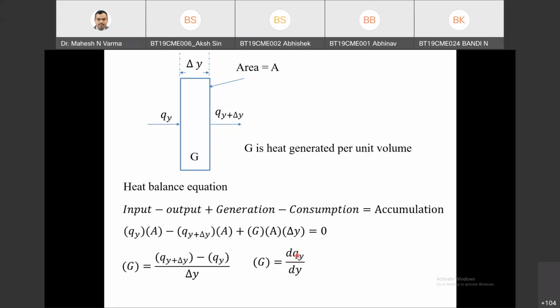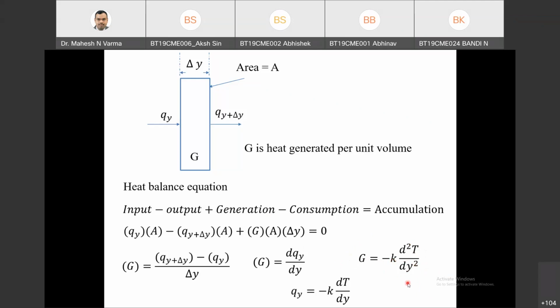And qy I can get from Newton Fourier law of heat conduction. So qy will be equal to minus k dT by dy. If dT by dy is negative, qy is positive; if dT by dy is positive, qy will be negative. Now substituting here, what will I get? The rate of heat generation per unit volume will be minus k d2T by dy square. The double differential of the temperature profile multiplied by thermal conductivity with respect to y will give you the rate of heat generation per unit volume.